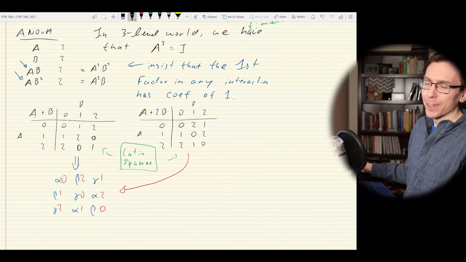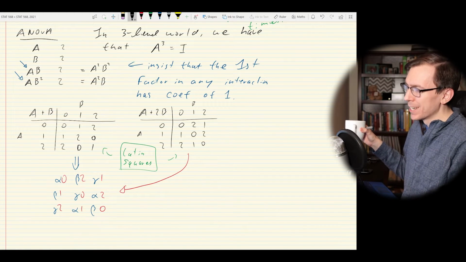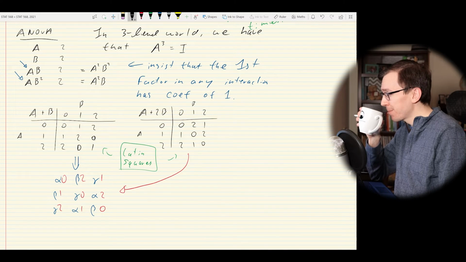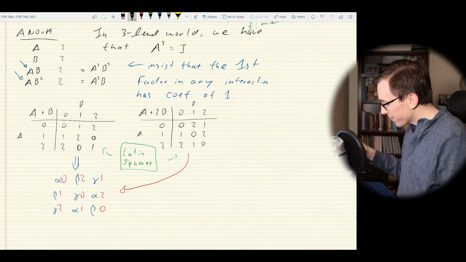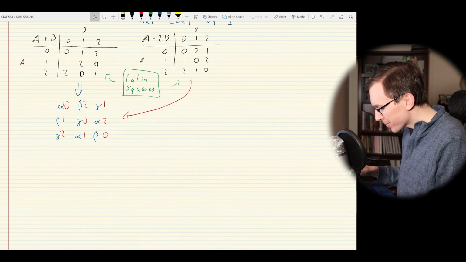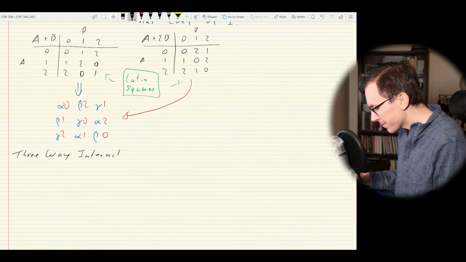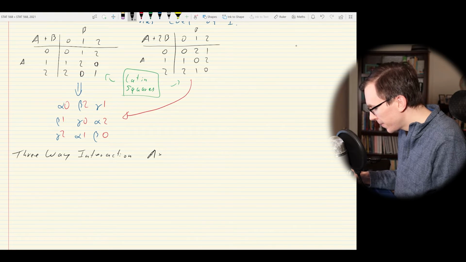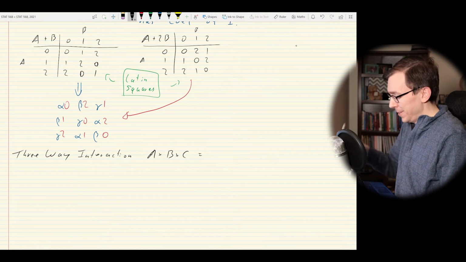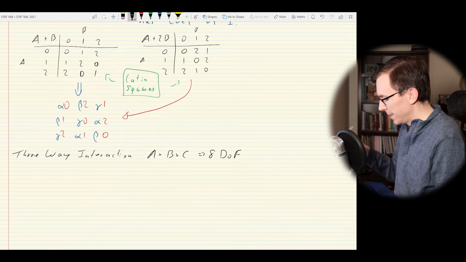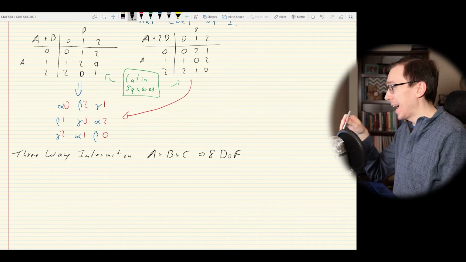Let's go to 3 factors, everything's 3 levels, to try to show you what happens when we have a 3-way term. Good times. All right, so the three-way interaction A times B times C. We know that we have 8 degrees of freedom for this one interaction term that we have to figure out what to do with.